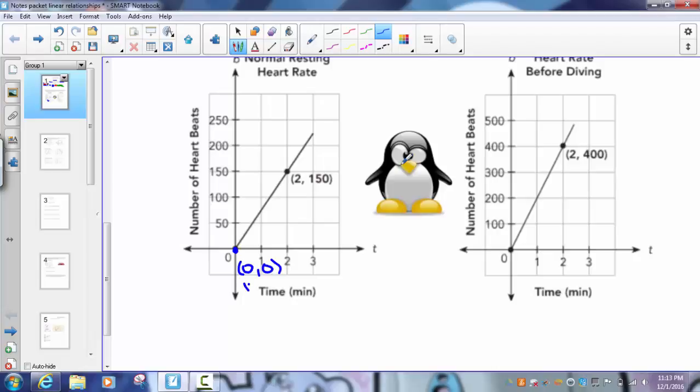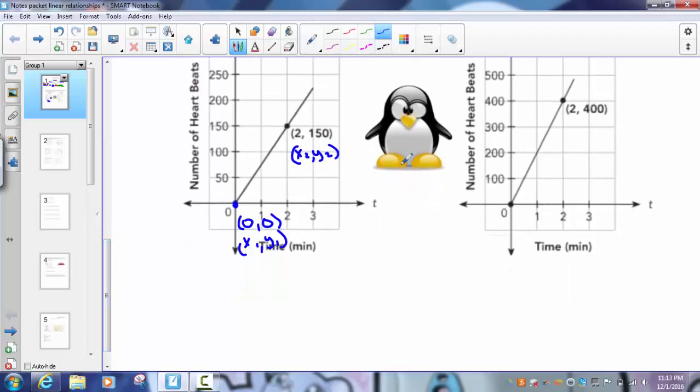And I'm going to call this x sub 1, y sub 1. And I'm going to call this one x sub 2, y sub 2. It doesn't really matter which one is which, but I've decided to label this one this way. Okay? So when I find my slope, I know that my slope formula is y sub 2 minus y sub 1 divided by x sub 2 minus x sub 1. So I'm going to subtract my y values. I'm going to start with this coordinate. So my y coordinate is the 150. This y coordinate is 0.